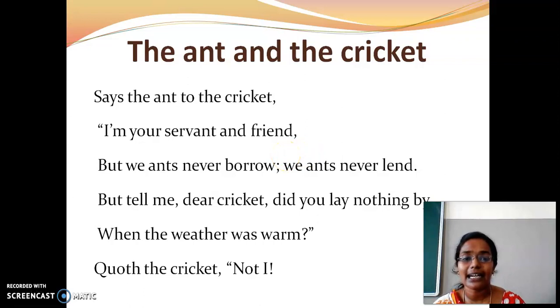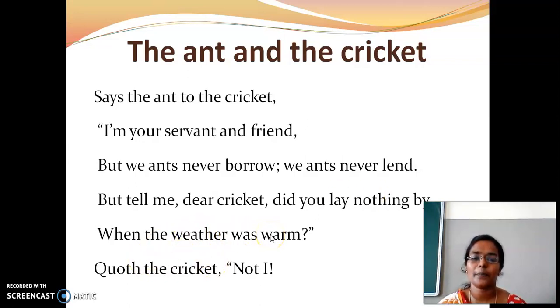But tell me, dear cricket, did you lay nothing by? Again and again I am repeating the same line in order to show you emphasis that now the ant is asking the cricket, dear cricket, did you lay nothing by? Did you store anything during the season of summer, when the weather was warm?